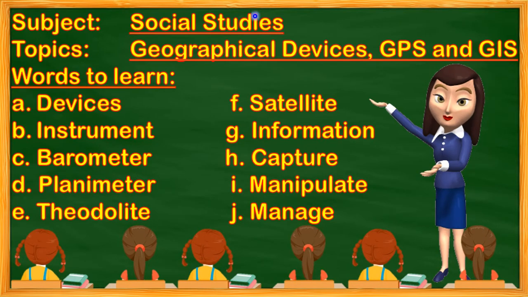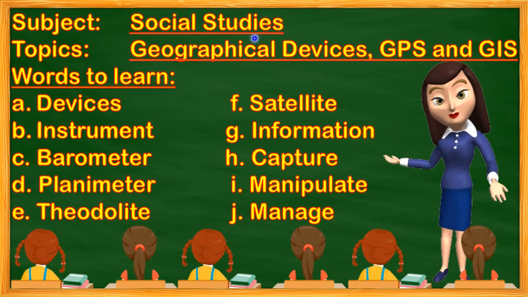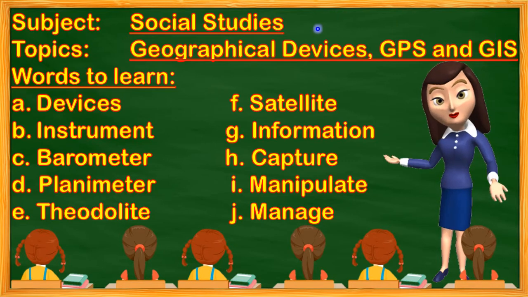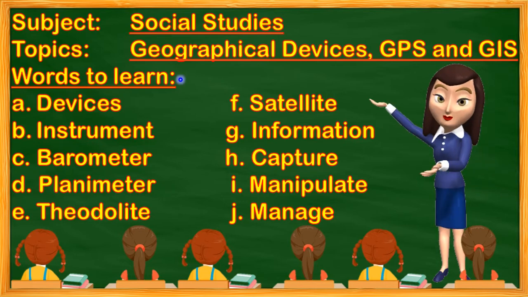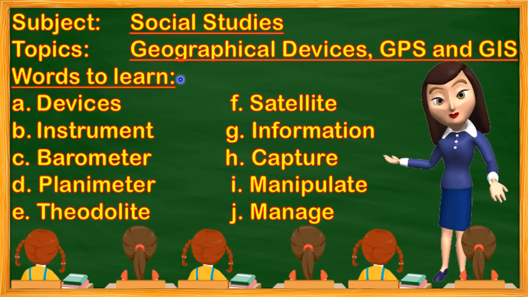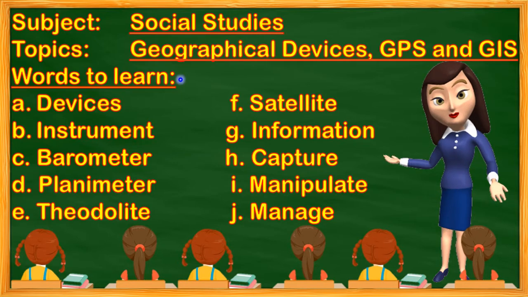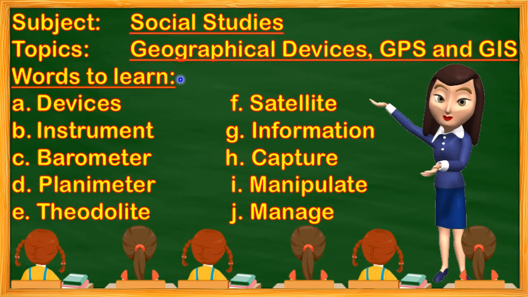So class, our subject is of course social studies, and this week's topics are the following: geographical devices, GPS, and GIS. These are the words that we will be encountering in our next slide. Class, you can always repeat after me so you can still practice your speaking skills and your reading skills even if you're just studying at home in front of your computer or laptops or even your mobile phones. So let's start reading now.